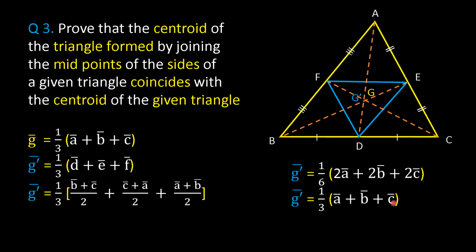Therefore, we can say that the position vector of the centroid of the blue triangle G' bar equals the position vector of the centroid of the yellow triangle ABC, which is G bar, and this is what we have to prove.